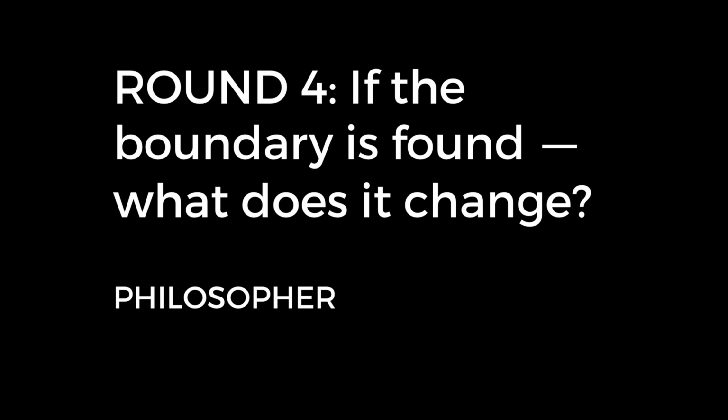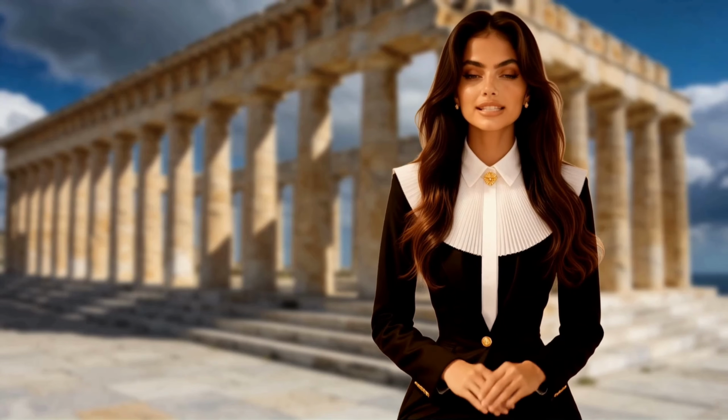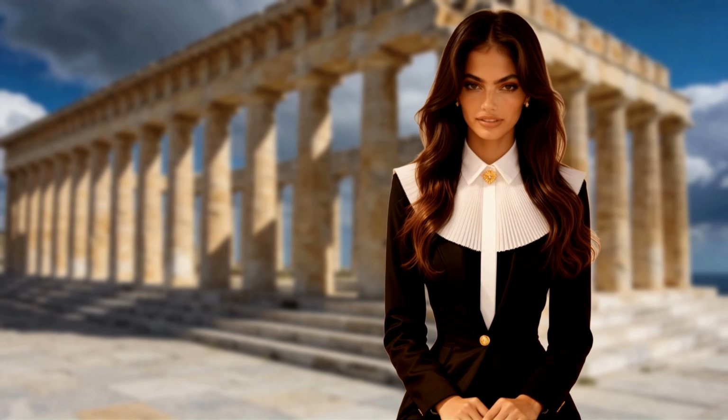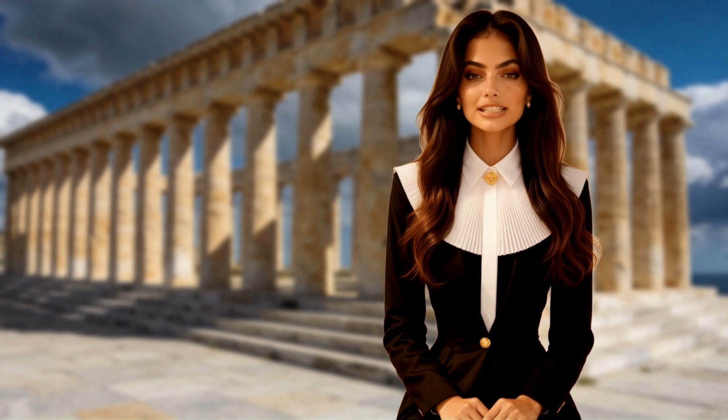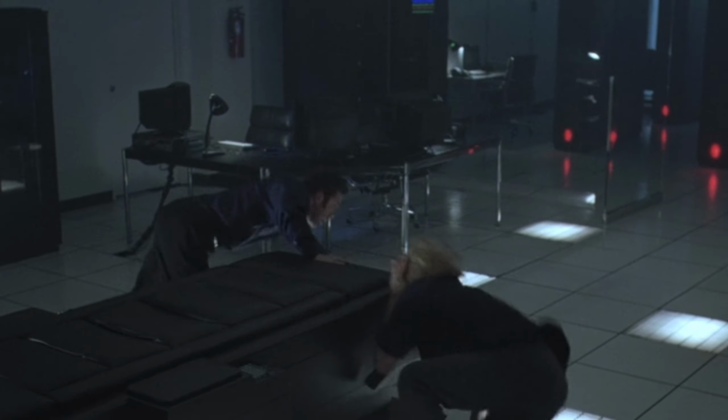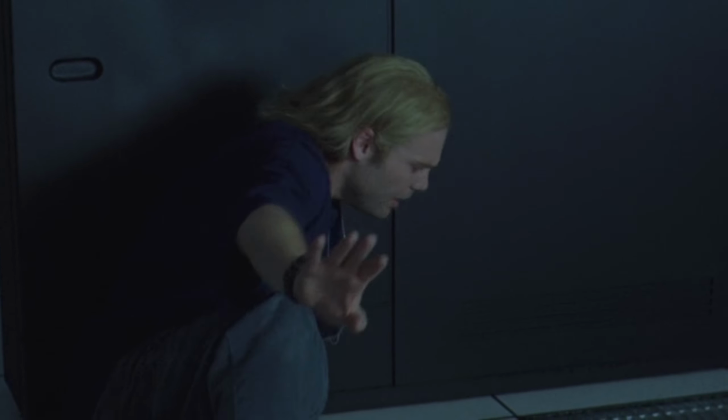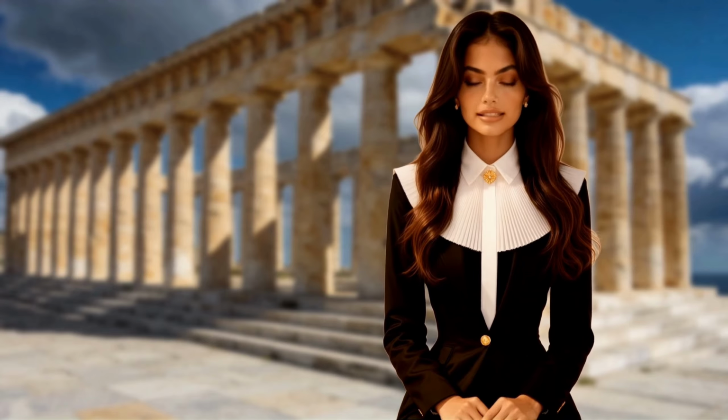Round 4. If the boundary is found, what does it change? Philosopher. Suppose tomorrow, a scientific article, we found the edge of the universe. There's a green grid there. What next? Option 1. Panic and nihilism. Everything is fake, why live? But that's a mistake. Suffering is real to the one who suffers. Love is real to the one who loves.